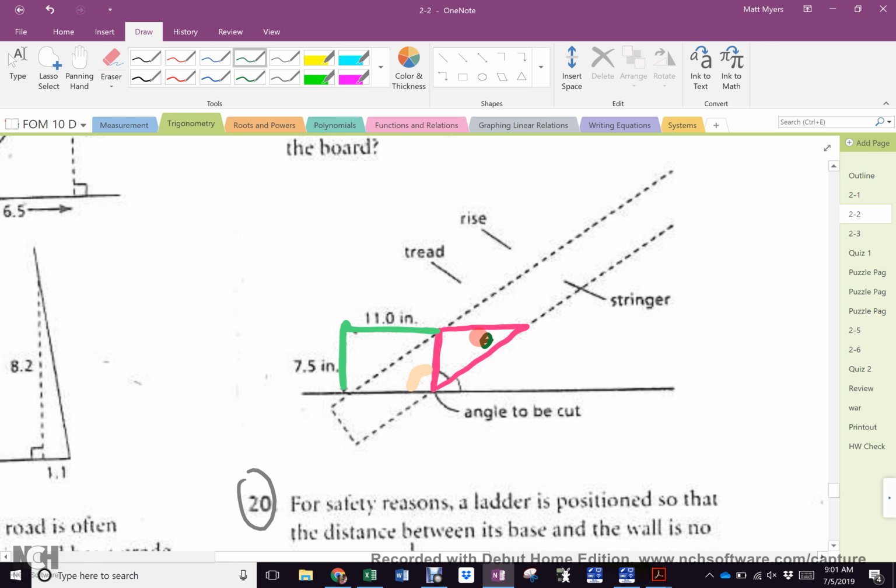What's this that's opposite? 7.5. What's this that's adjacent? 11. And what do I do with that? I have to shift tan because I need that angle. When I get it, I'm going to find that it is 34.3. So 34 degrees. But that's only this part of it, isn't it? I need the whole thing. So it's 34 plus 90 to get 124 degrees.